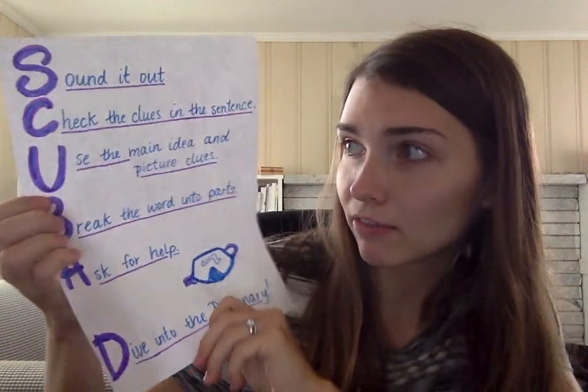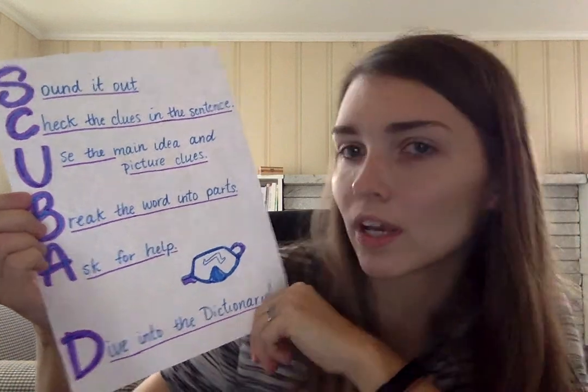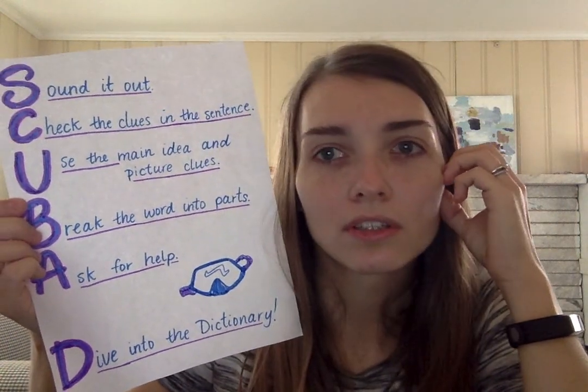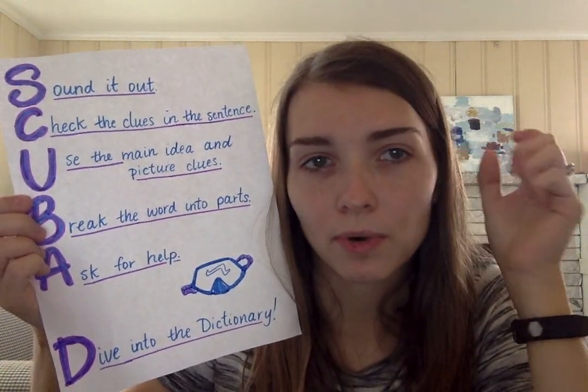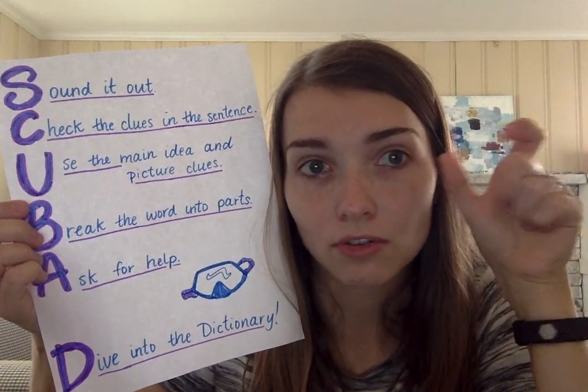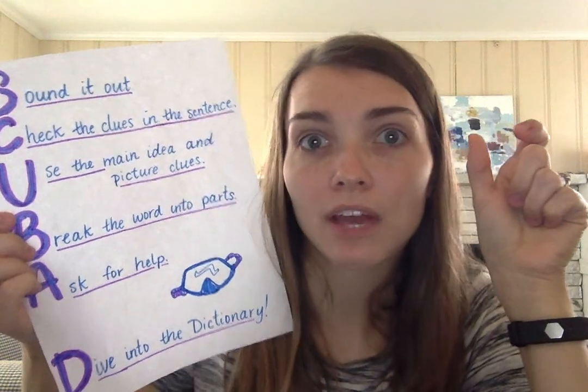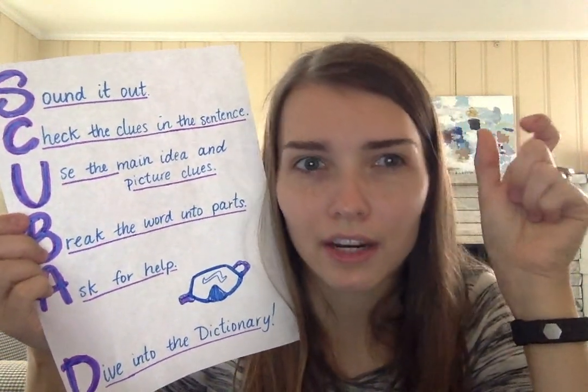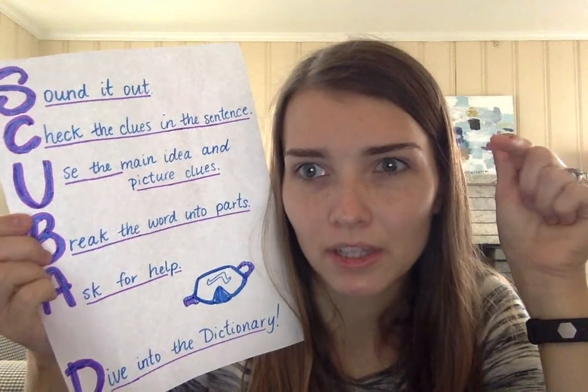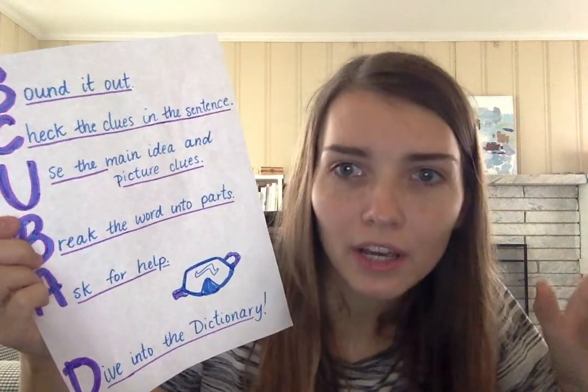Moving on to B, if that doesn't help, break the word into parts. So what they can do is break the word into parts like prefixes, suffixes, or root words, and they might know that, or even just ATION at the end of the word already kind of gives them an idea of what this word might be. So breaking it apart might help.